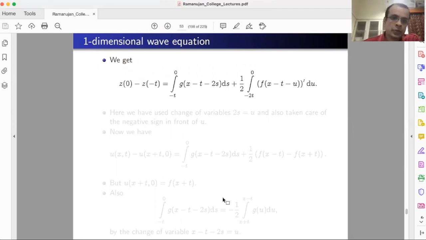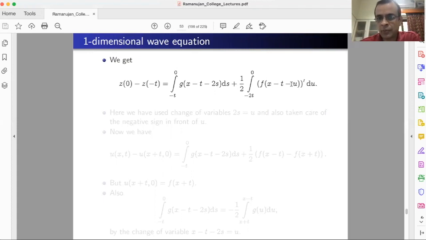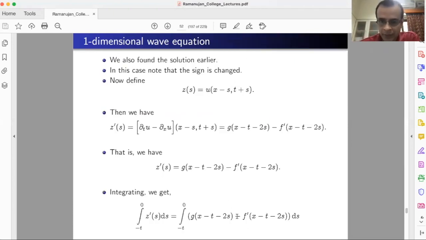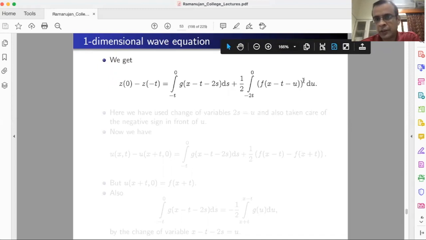So what we have is z of 0 minus z of minus t is the integral from minus t to 0 of g of x minus t minus 2s. Now here is where I have modified it so that I can apply the fundamental theorem of calculus. Also notice that I have changed the variable s in 2s as u. So that explains this half over here. And you see that in the earlier part, we had a minus sign over here, right? But now it comes with a plus sign because now I have put the derivative outside.